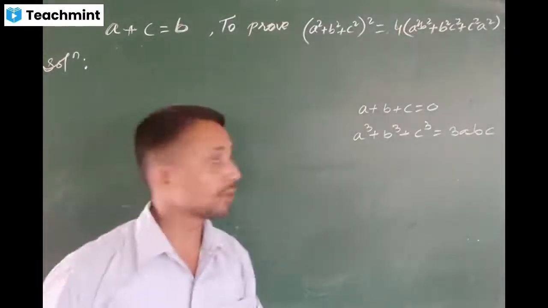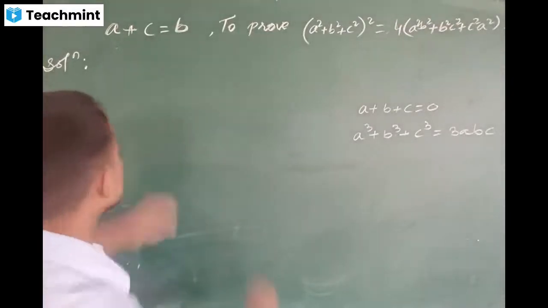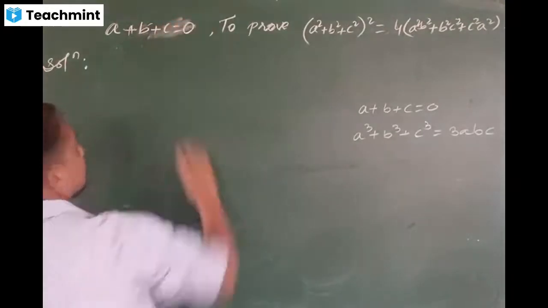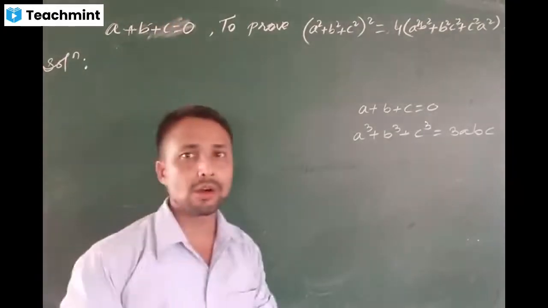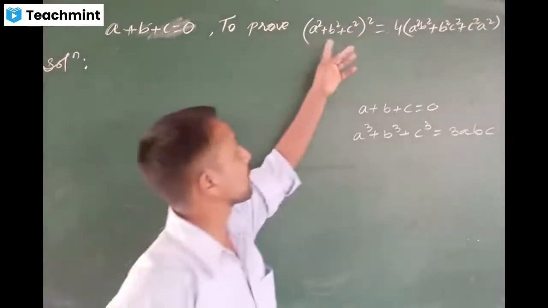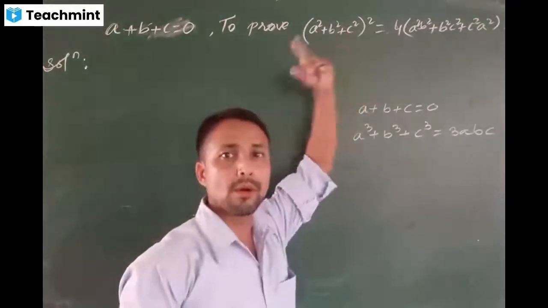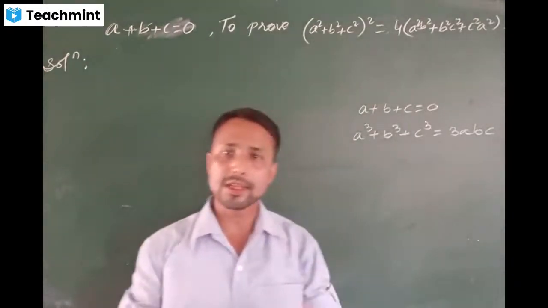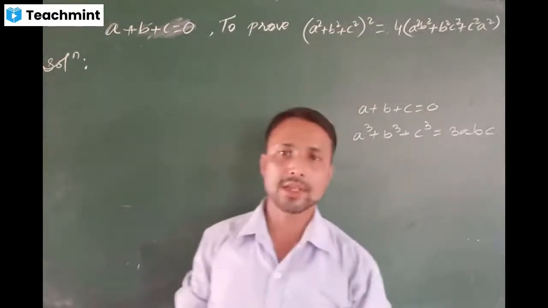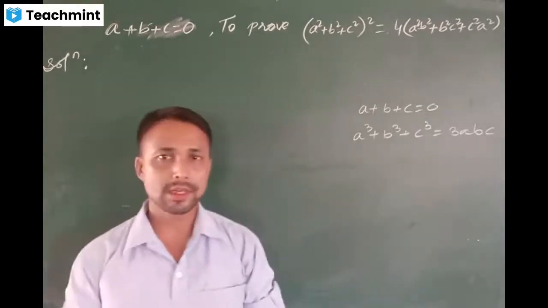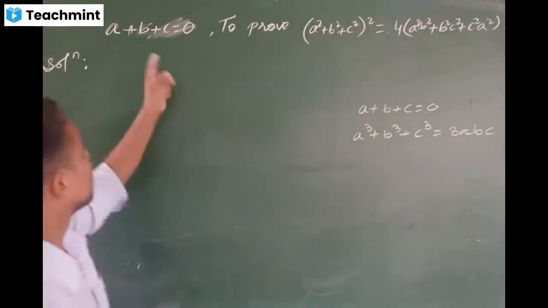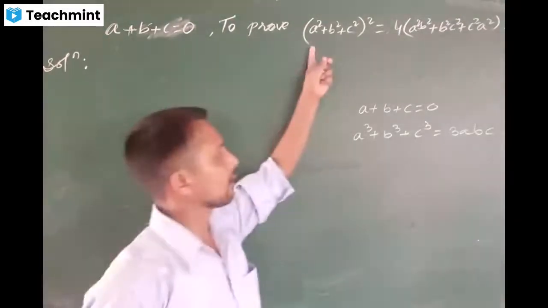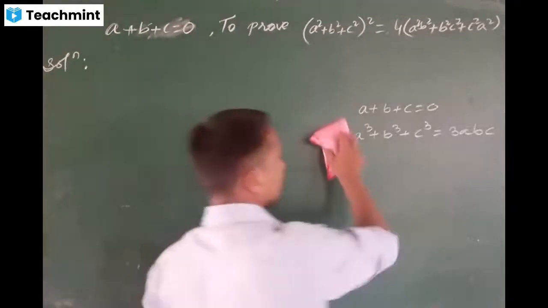Anyway, just once again: if A + B + C = 0, then we need to prove that (A² + B² + C²)² = 4(A²B² + B²C² + C²A²). Here we need the square, not the cube.